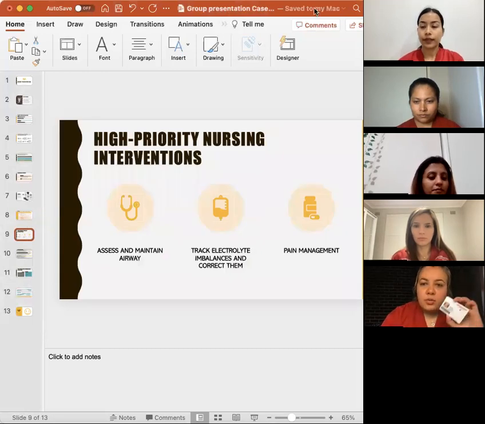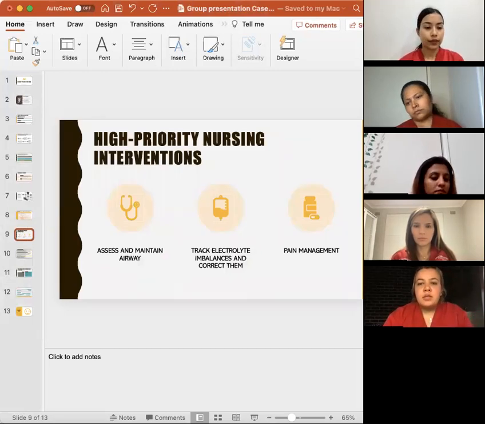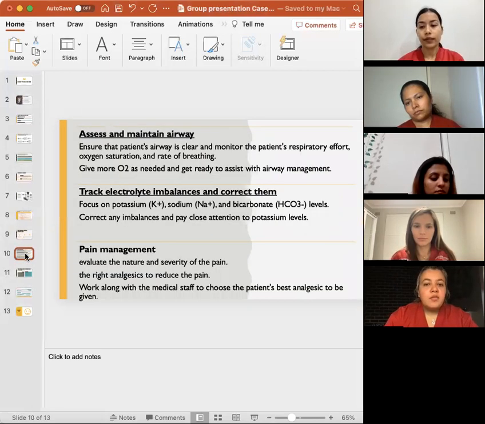I'm Dilasha, and I'll be explaining 3 high-priority interventions that will help improve Miss Casey's clinical condition. Based on the given case study, Miss Casey exhibits symptoms consistent with moderate decay and potential post-operative infection. The following are 3 high-priority interventions to improve her clinical condition.